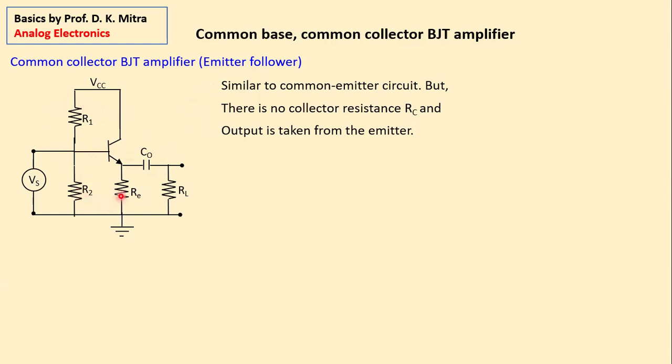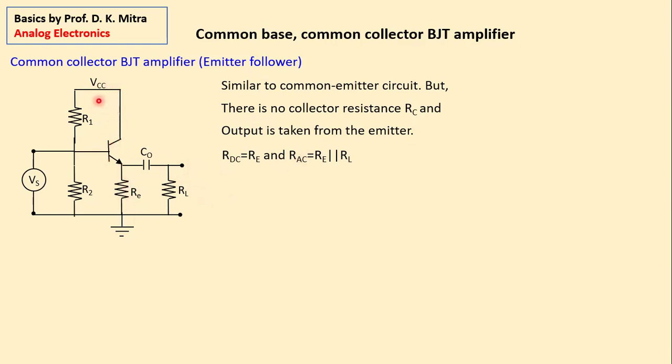This circuit, bias circuit, etc., is similar to common emitter circuit, but there is no collector resistor RC and output is taken from the emitter. So that is the difference between a common emitter amplifier and the common collector amplifier. Second point. Here, what is the RDC? Do you remember your biasing lessons? RDC, RAC, you know, here RDC is the current flowing from here to here, which is only RE.